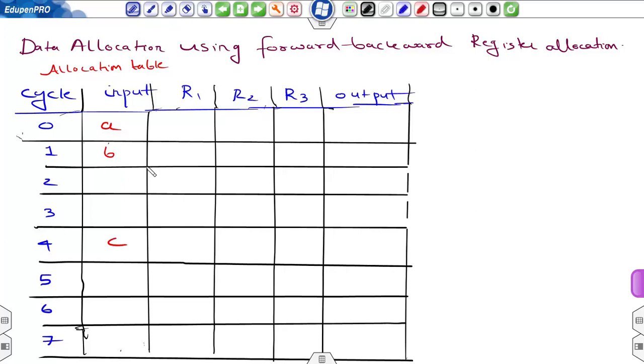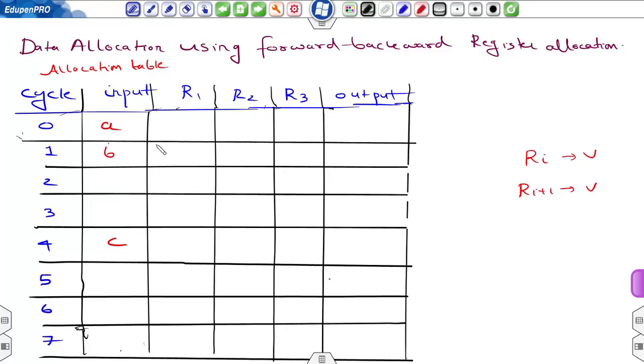After that, each variable is allocated in a forward manner until it is dead or it reaches the last register. So this means that if register Ri holds the variable V in the current cycle, then register Ri+1 will hold the same variable in the next cycle.